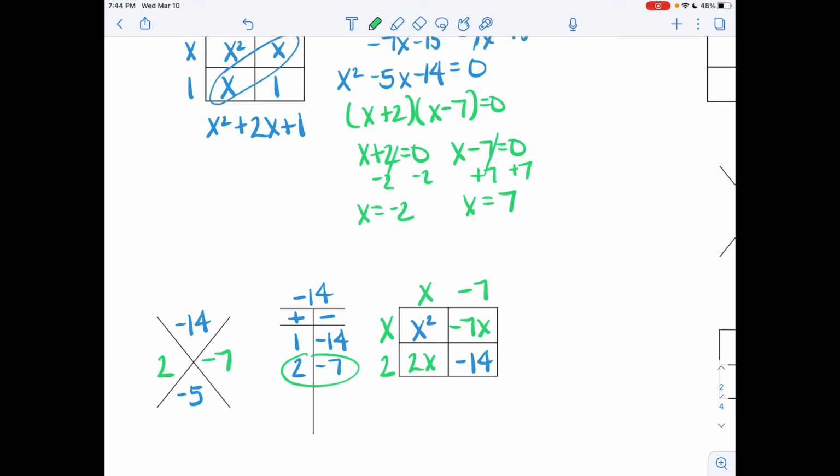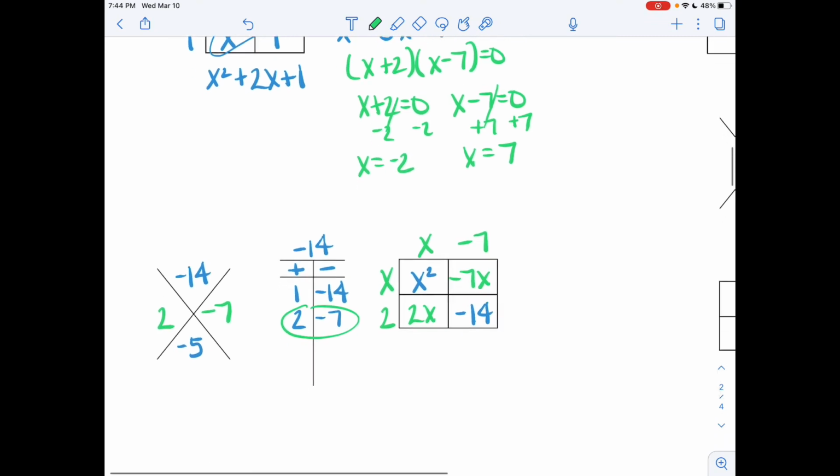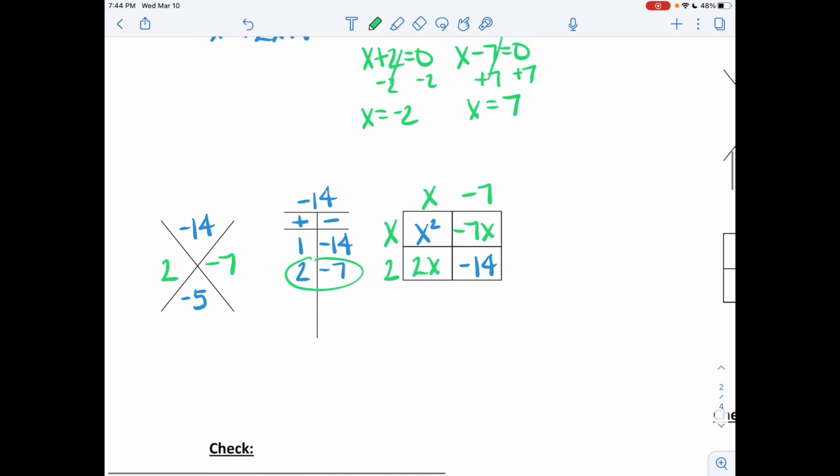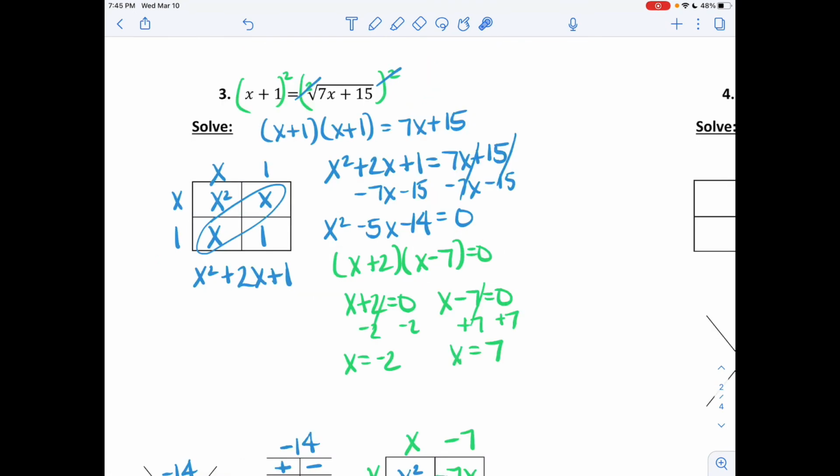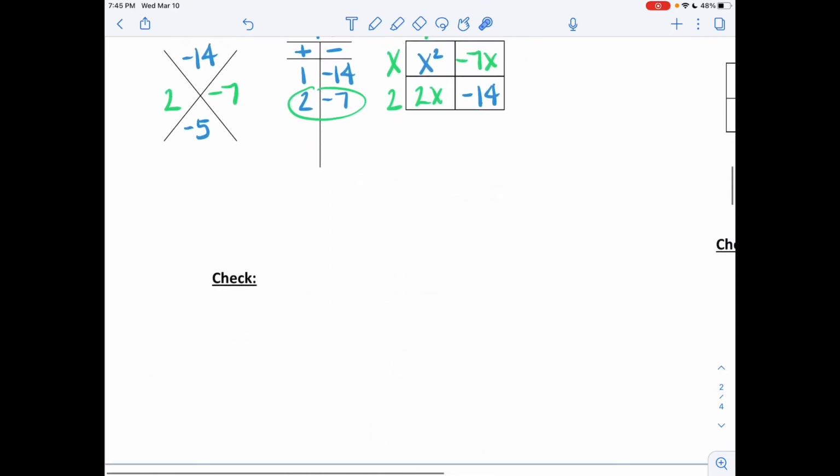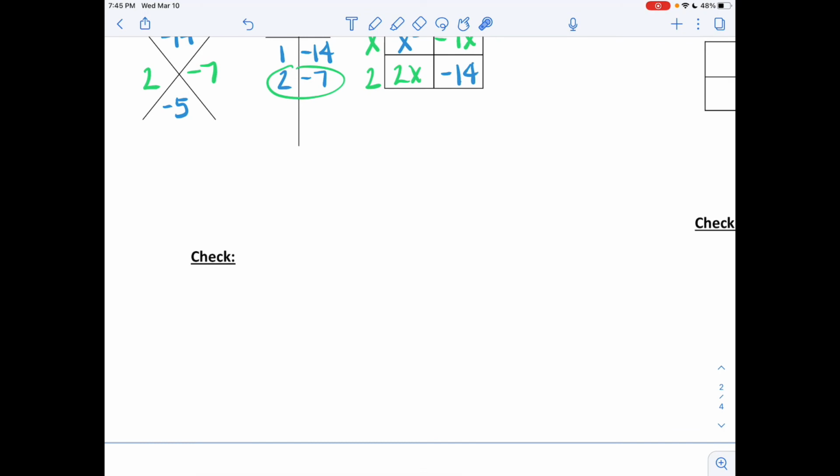Now remember, we have to check these. So let's go ahead and do that. First, I will take one of my x values and plug it in everywhere that I see x, which is in 2 different places in my original equation, and then I need to check the other one as well. So let's go ahead and check the 7 first.